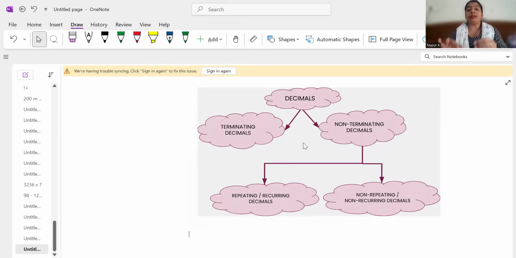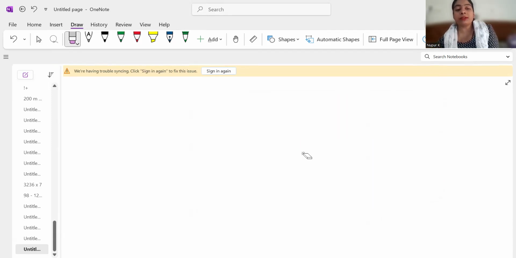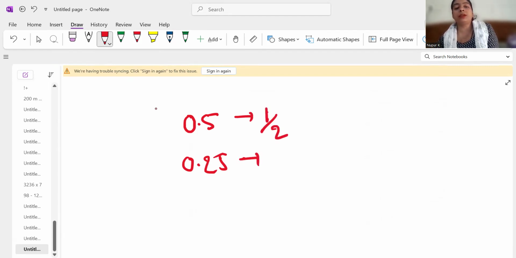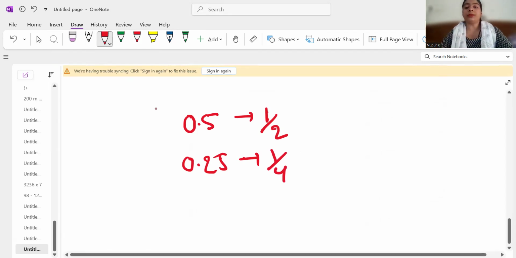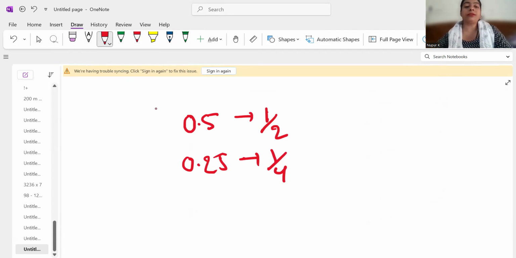So decimal numbers can be divided into two categories: terminating decimals and non-terminating decimals. So what are terminating decimals? Can you tell me? Please cite me some examples. Someone is saying 0.5, right? So 0.5, then 0.25, these are terminating decimals. This can be represented as 1 by 2 and this can be represented as 1 by 4. These terminate after a digit. Like after 5, there is nothing, and after 2, 5, there is nothing. So they stop. They are called terminating decimals, right?